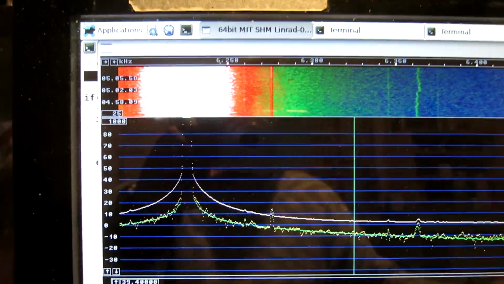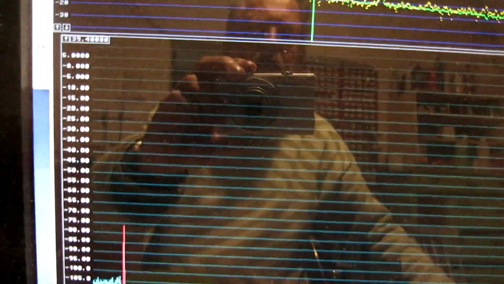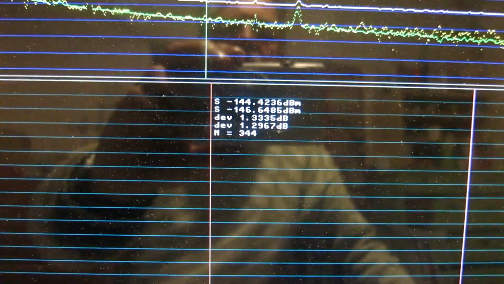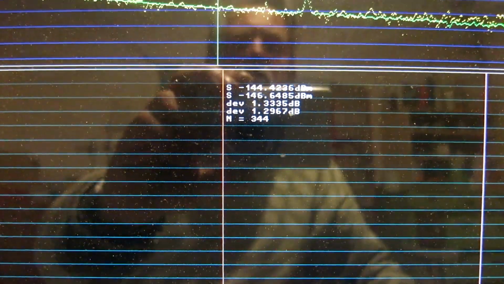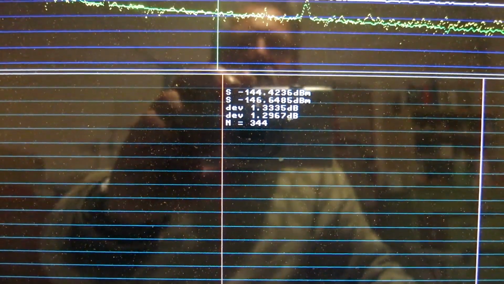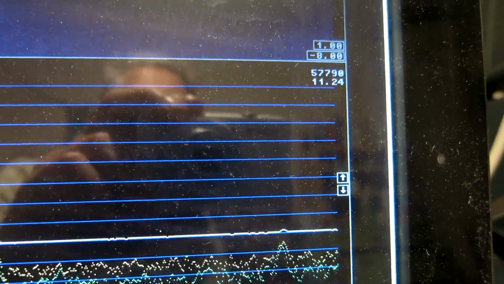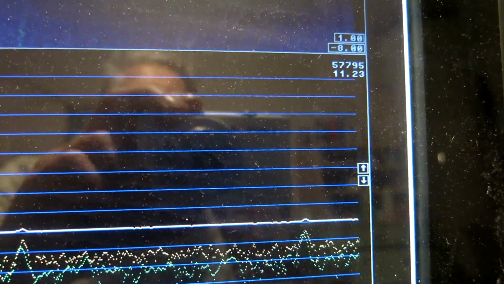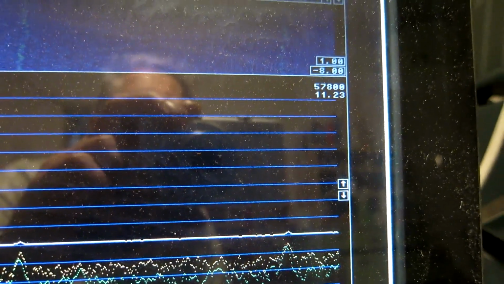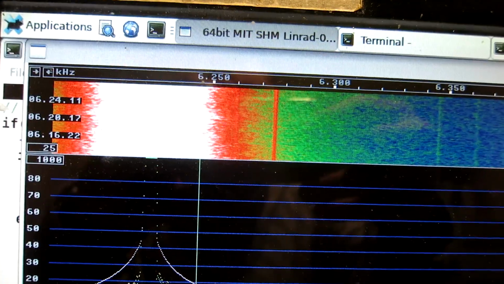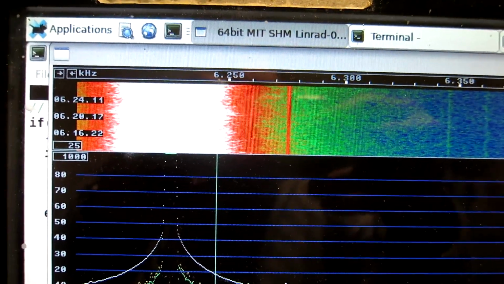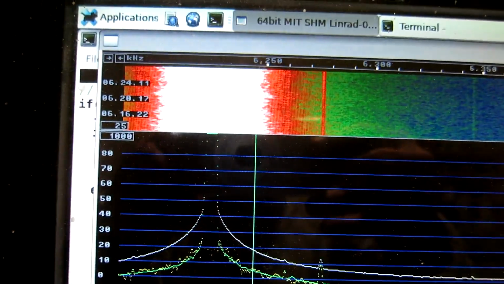This is 100, and I read out the levels of the channels, minus 144.4 and minus 146.6. And the number of averages is 57,800, and the correlation advantage 11.2. This is 20 Hz separation.